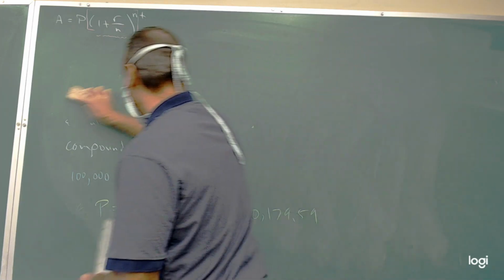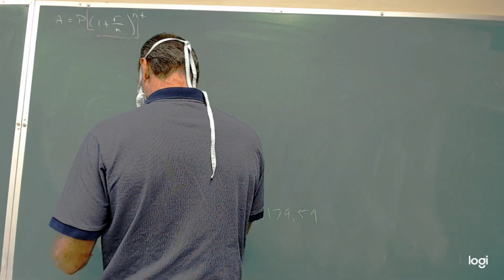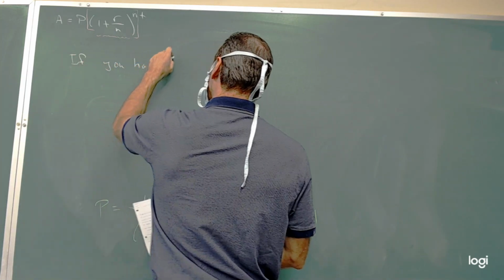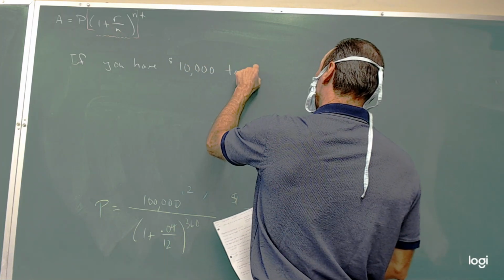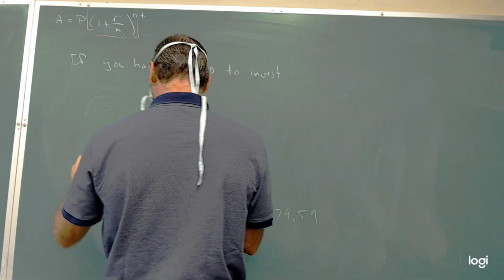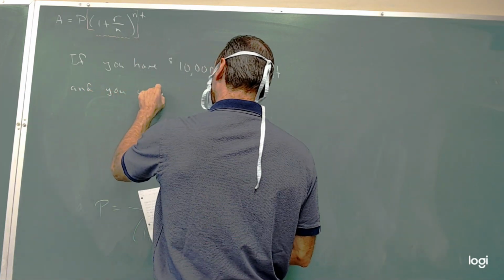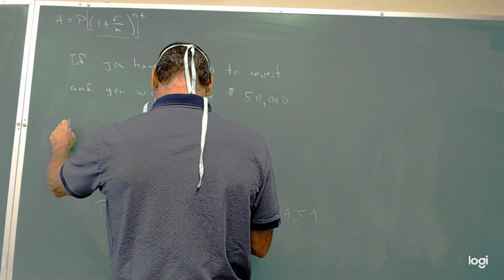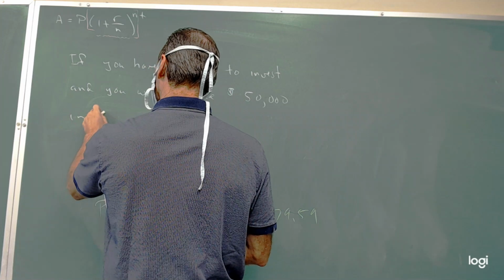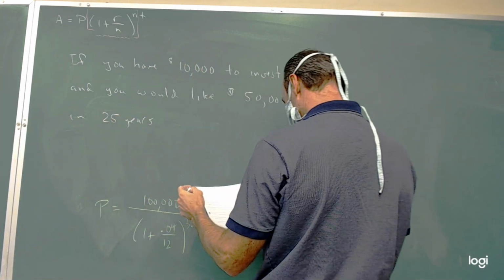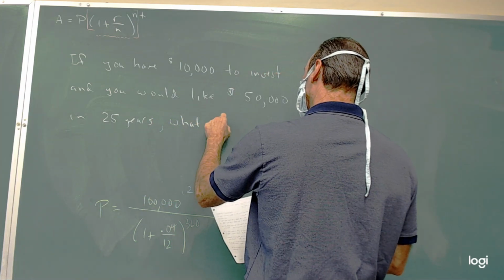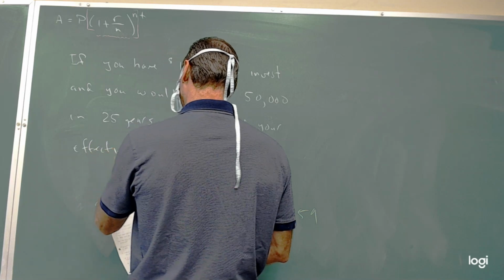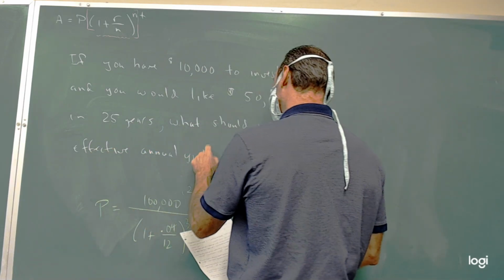Let's ask this time: if you have $10,000 to invest, and you would like $50,000 in 25 years, not quite next week, but in 25 years, what should your effective annual yield be?